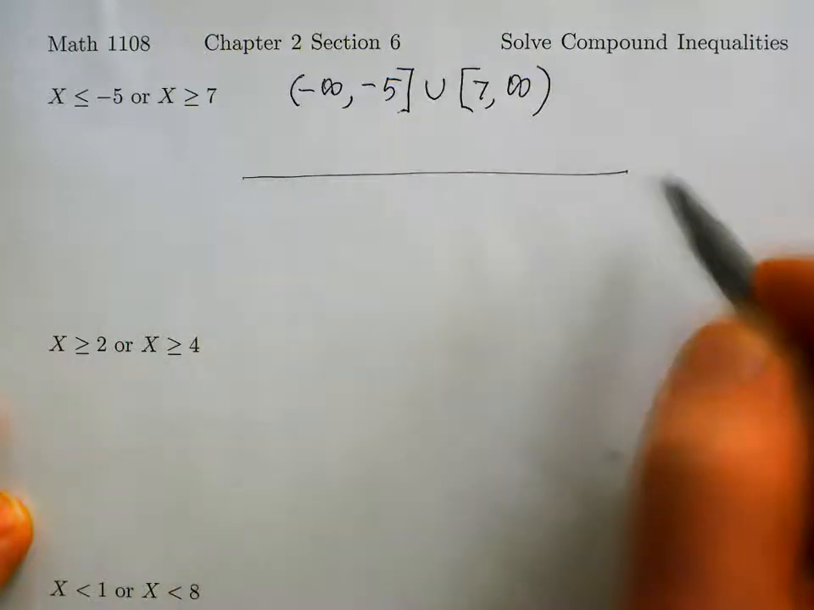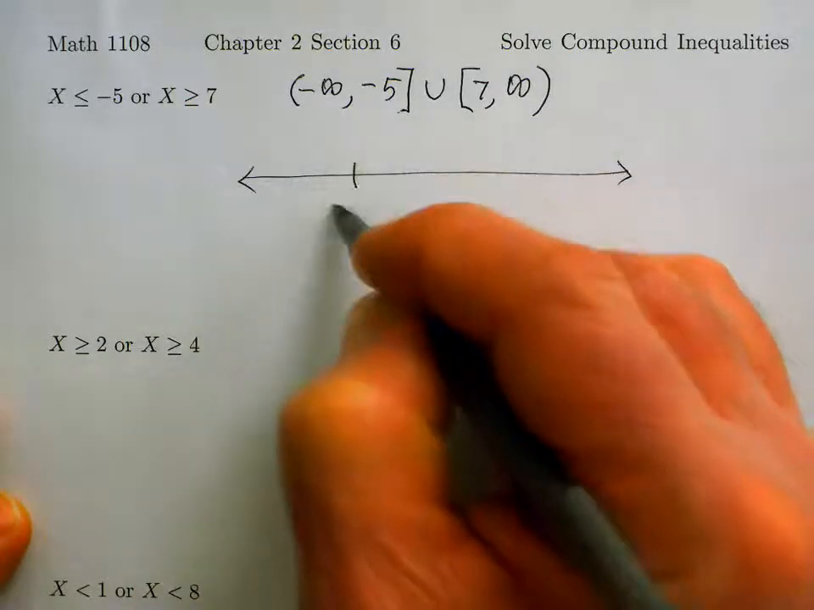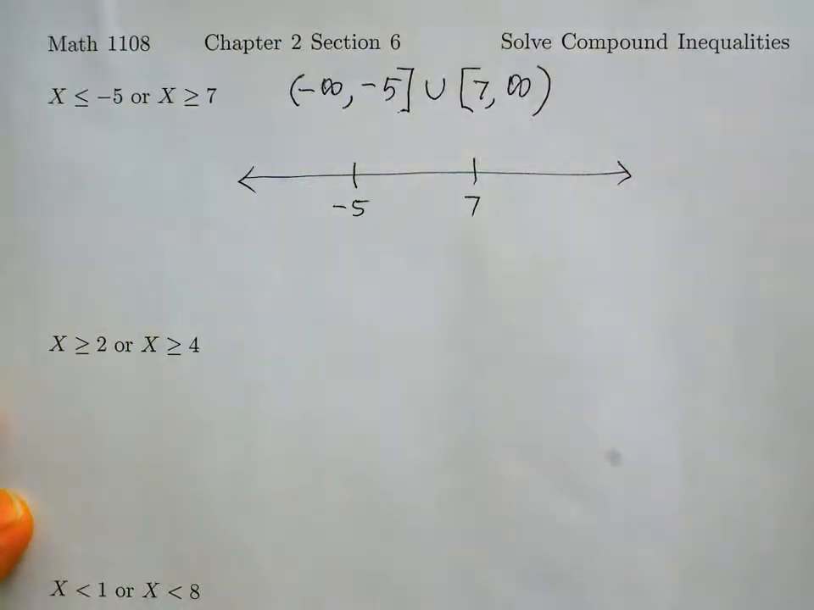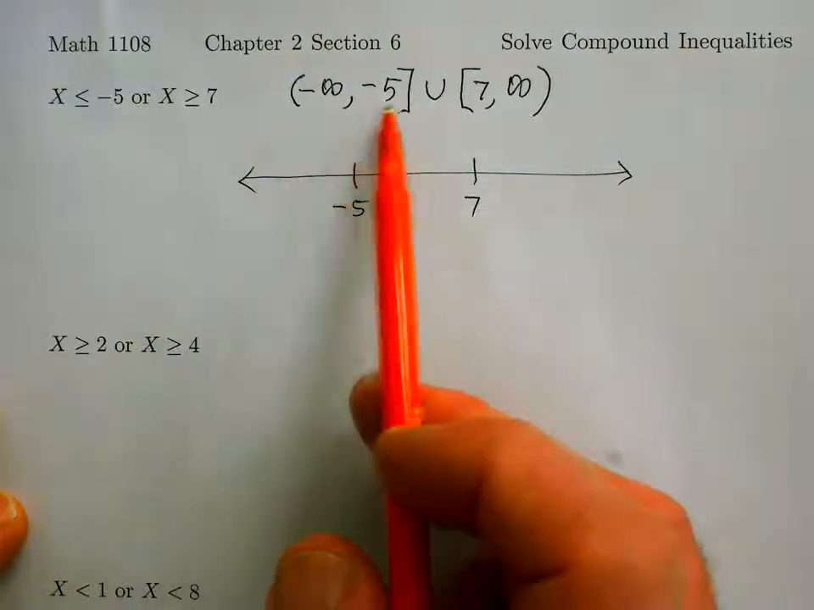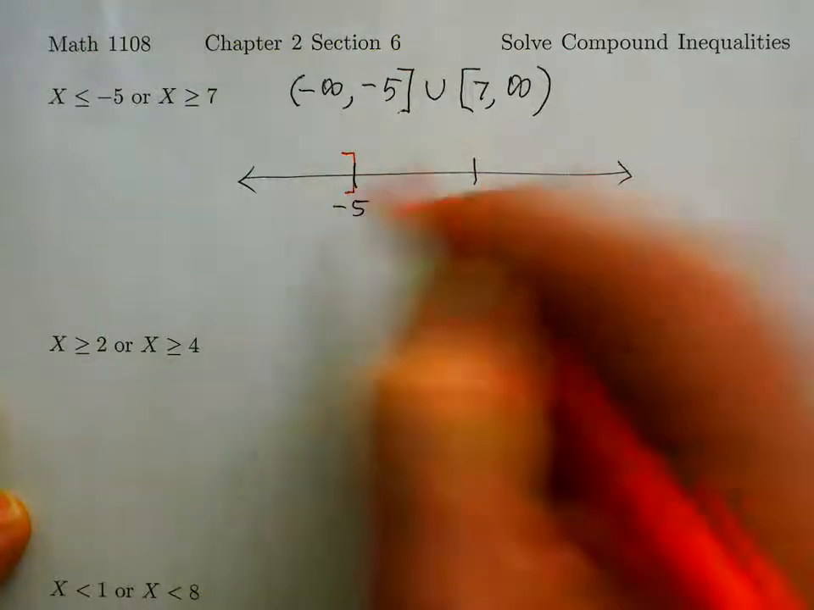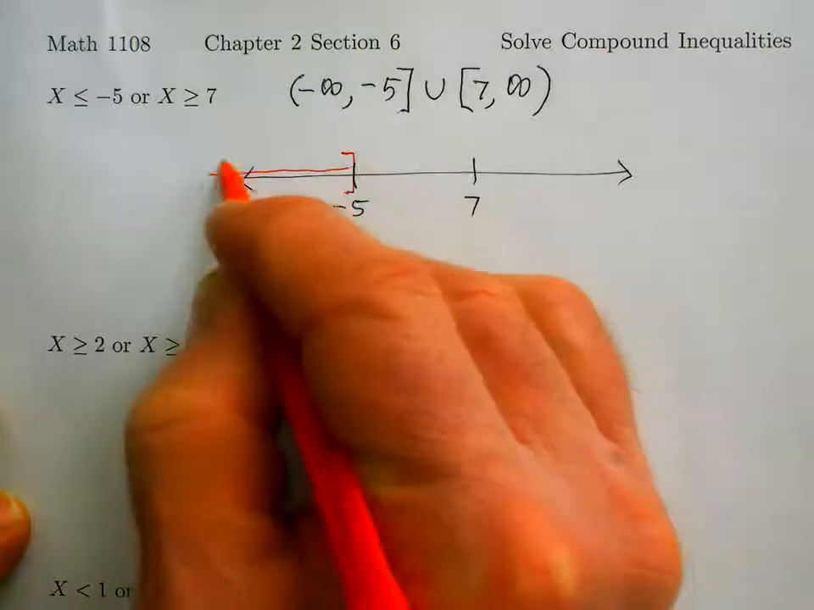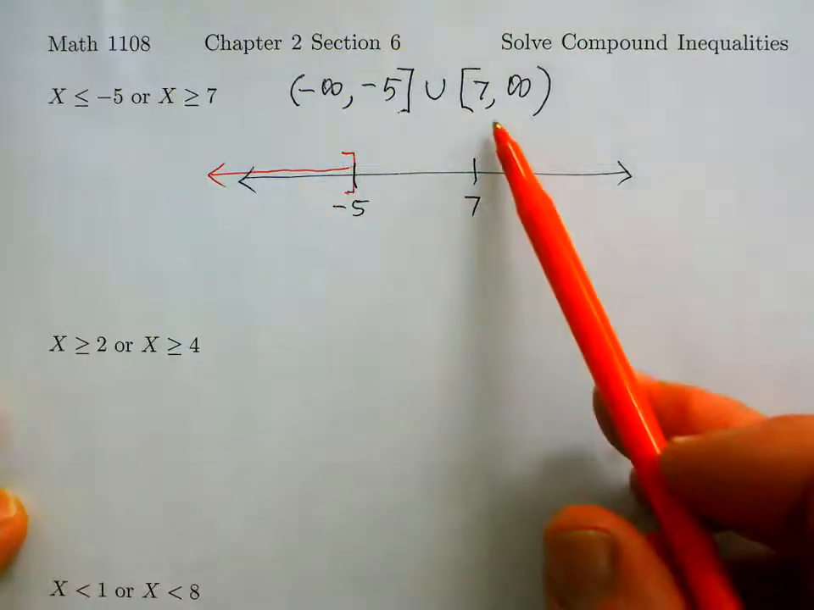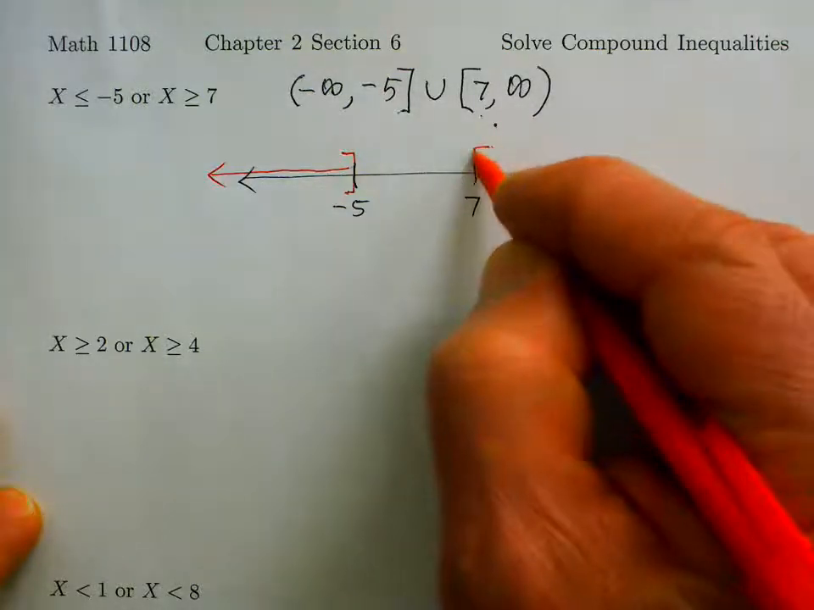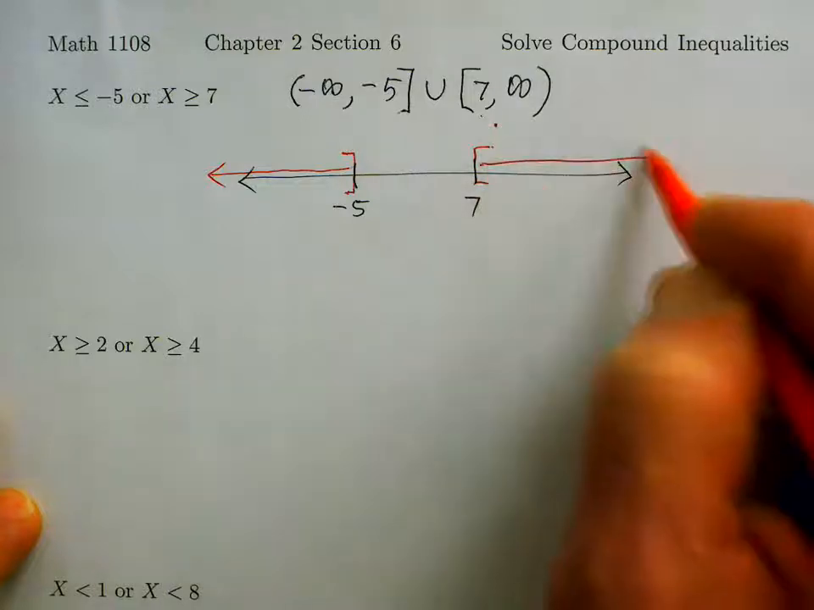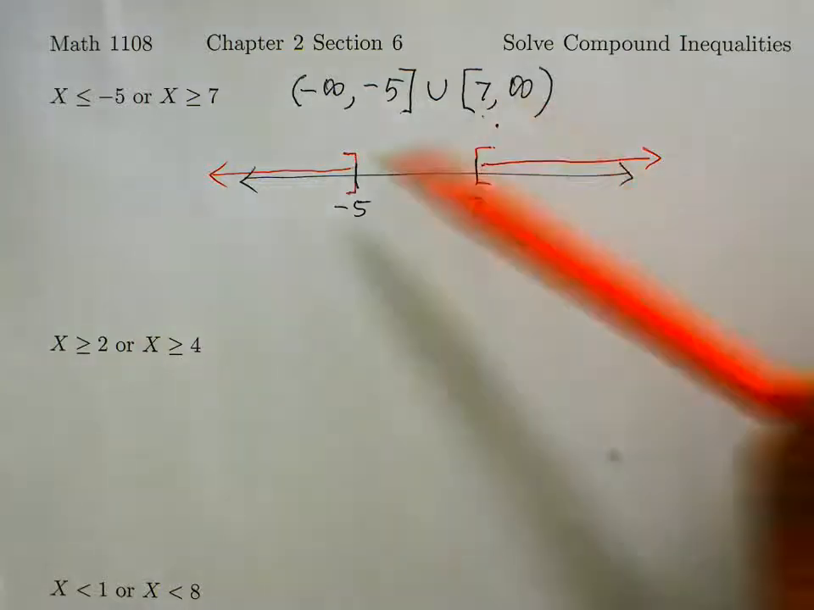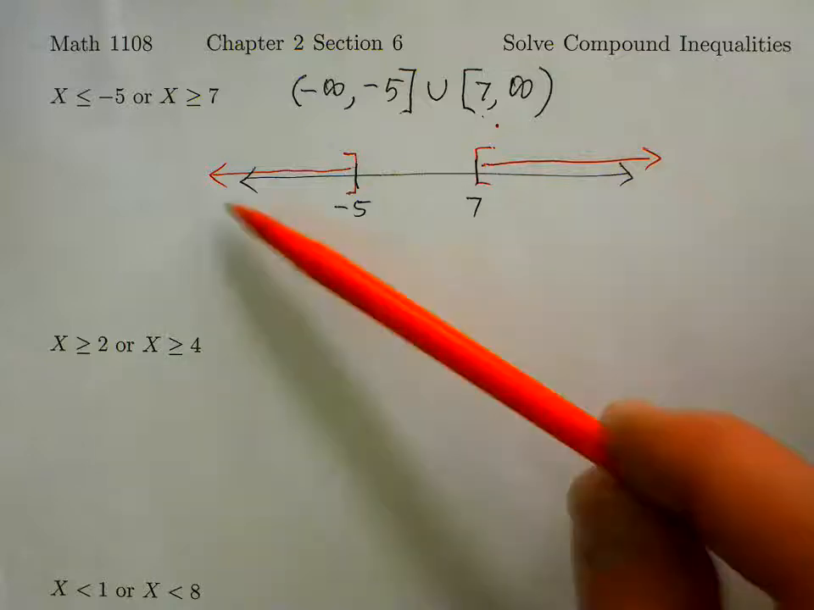Now let's sketch a graph. Plot the numbers -5 and 7. So this set of numbers from negative infinity up to -5, including -5, we put a bracket that opens to the left at -5, and we shade to the left. And for this set of numbers, greater than 7 and including 7, we put a bracket at 7 opening to the right and shade to the right. Okay, so the union combines all of the numbers into a set.